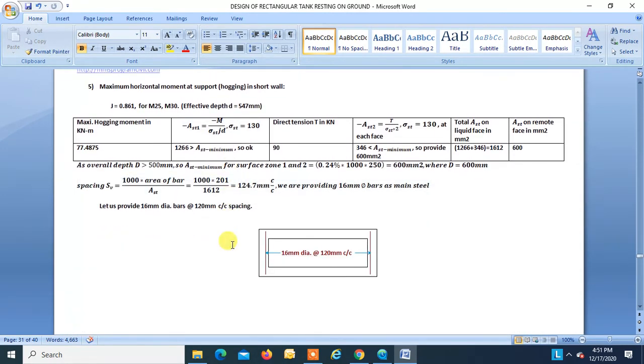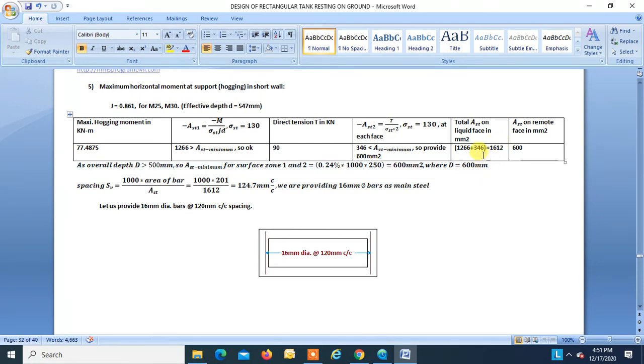Now coming to the short wall, maximum horizontal moment at support, hogging, will be same as that for long wall. So provide the steel. This is the steel AST1 required for this moment. Direct tension in short wall is 90, so AST2 on each face is 346. Now we know that this is hogging moment, so the tension will be on the liquid face. So the main steel will be over here. Now this steel is AST1 plus AST2, that is 1612.